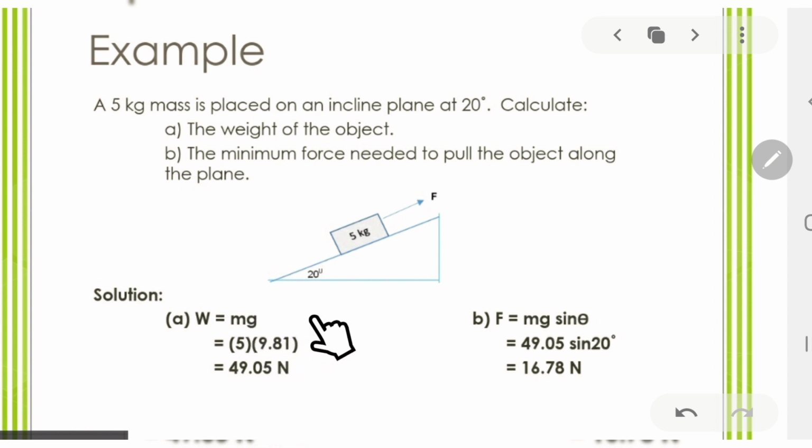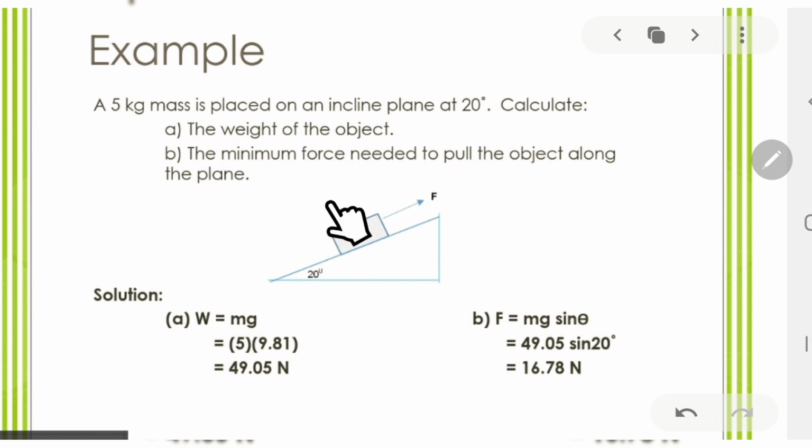So, kamu boleh tengok di sini diagram ni, kotak ini ditarik ke atas melalui satu permukaan yang condong. So, what is the weight of the object? So, we use the formula of W equal to mg, 5 multiplied with 9.81, so equal to 49.05 Newton. That is the weight of the object.